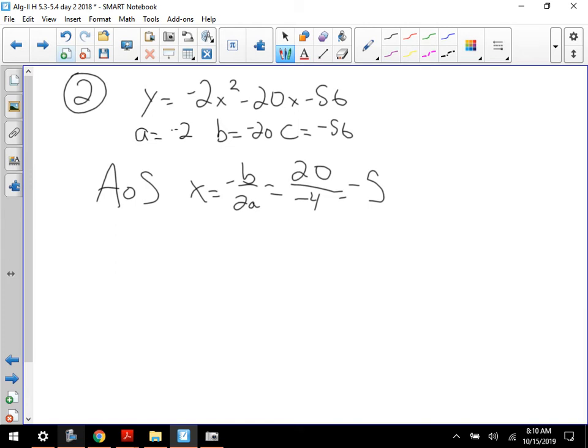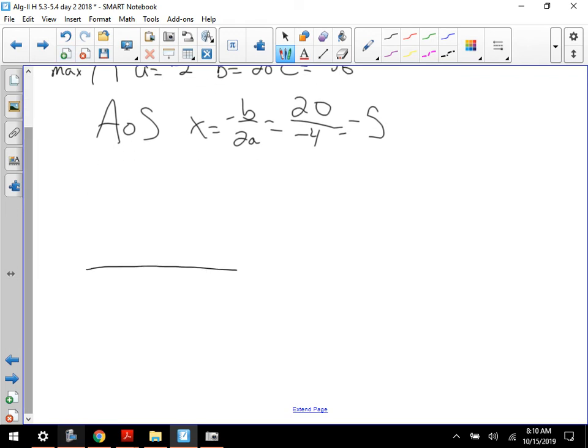Vertex. Is this graph up like a cup or down like a crown? Why is that? A is negative, good, so I forgot to put that there. So will that vertex be a maximum or a minimum? Maximum, good. So axis of symmetry.